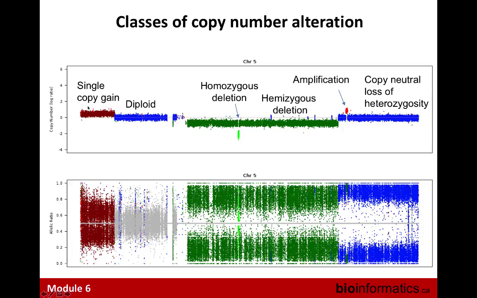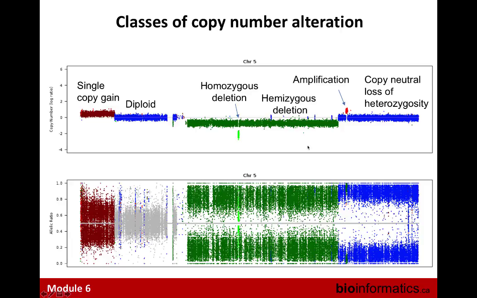And then a single copy gain will show up at the beginning, and that corresponds to a shift here in the BAF plot from 0.5. So here the gray indicates that we have heterozygosity, and here we have a shift away from heterozygosity because now we have an extra copy.